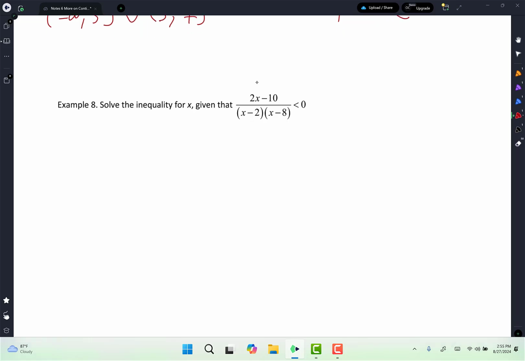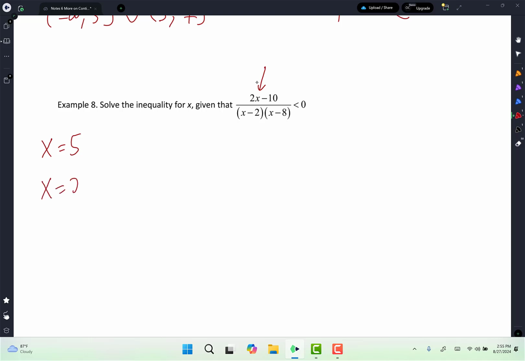Okay. All right. I want to know where this is 0 or undefined. It's 0 when x equals 5. Do you guys see that? 2 times 5 is 10. And it's undefined when x equals 2, because 2 minus 2 is 0. You can't divide by 0. And when x equals 8. You got those 3 numbers.